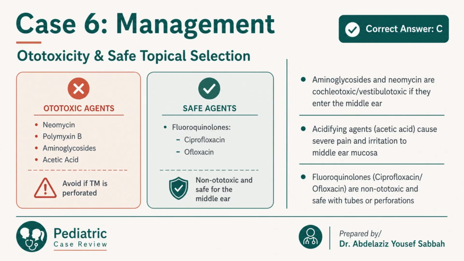The correct answer is option C, ciprofloxacin and dexamethasone drops. Whenever the tympanic membrane is perforated or a tympanostomy tube is in place, the topical medication can enter the middle ear and reach the cochlear and vestibular system. Aminoglycosides such as neomycin and gentamicin are cochleotoxic and vestibulotoxic if they reach the middle ear, and can cause permanent sensorineural hearing loss or balance problems.